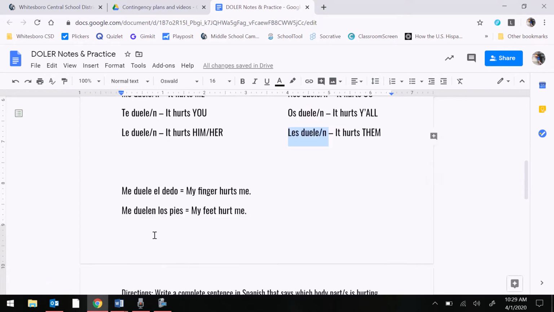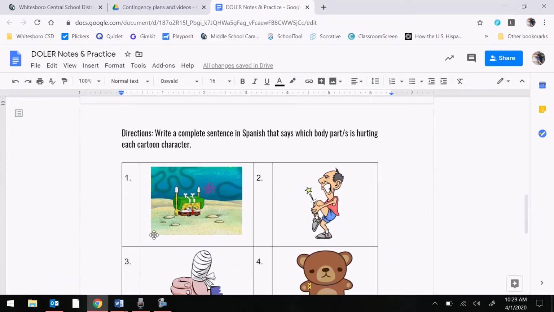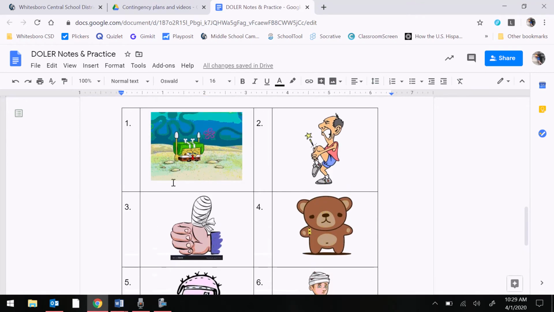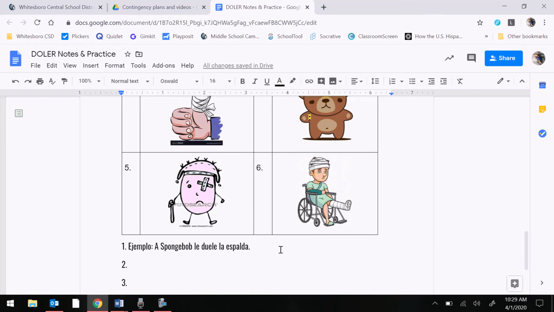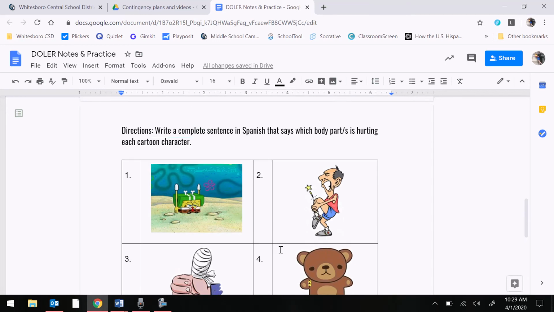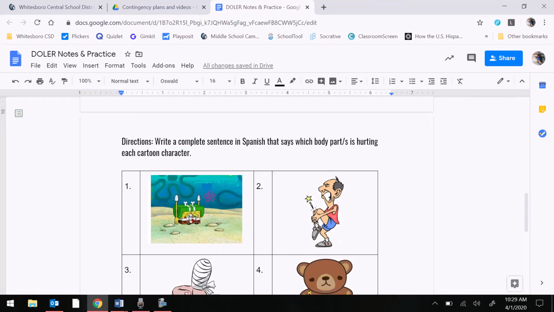You see how it's a plural verb to match a plural noun, and likewise a singular verb for a singular noun, okay? Your practice, you have to write a complete sentence in Spanish that says which body part or parts is hurting each cartoon character. So you have SpongeBob, and then you have a bunch of stock images. So for number one, I said, a SpongeBob le duele la espalda. All right, because I'm saying SpongeBob's back is hurting him.